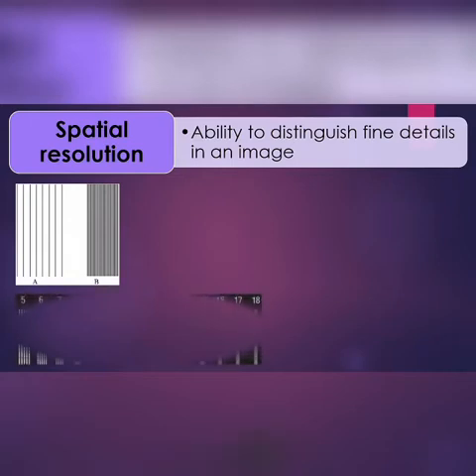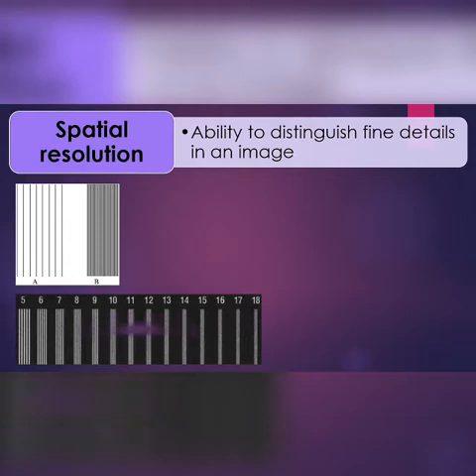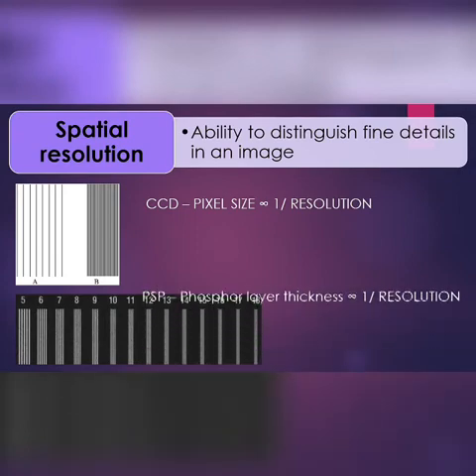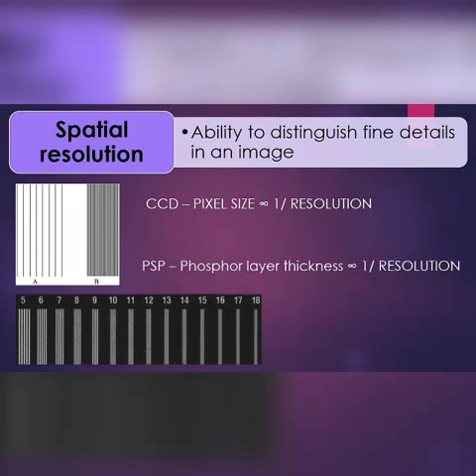When we consider the solid state digital imaging systems, this resolution will be determined by the pixel size. So the smaller the pixel size, the higher the resolution. When it comes to the PSP systems, the resolution will be dependent on the thickness of the phosphor material. The thicker the phosphor layers, the more diffusion, and it will yield a lower resolution. So the thickness of the phosphor material is inversely proportional to your resolution. This is the thing that we have to remember when it comes to the spatial resolution.